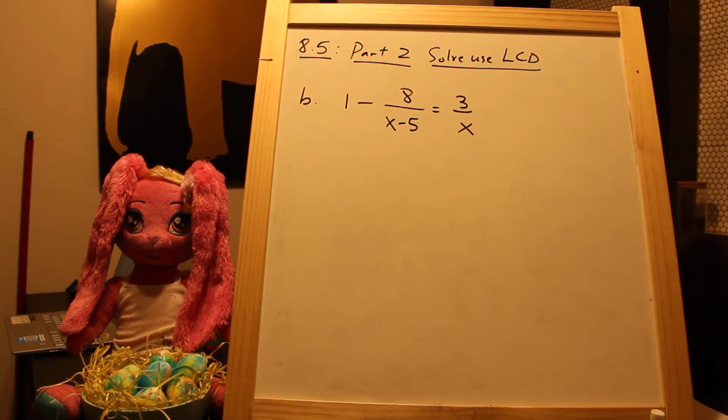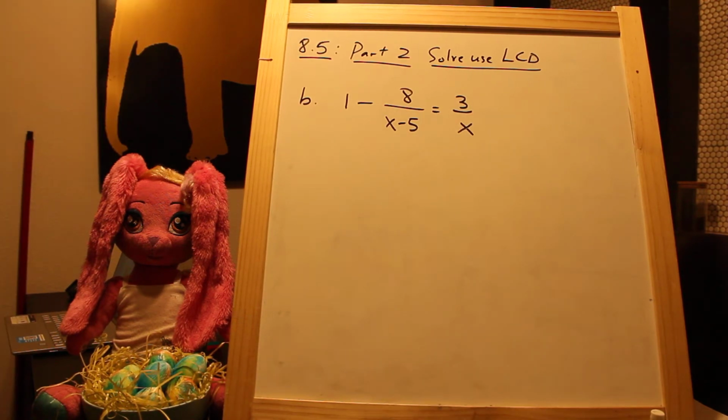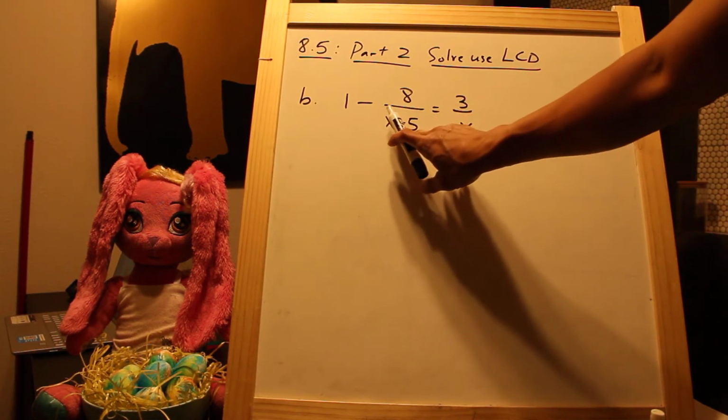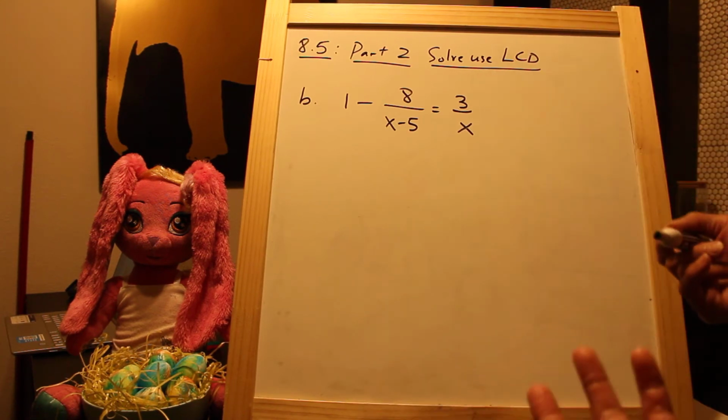Okay guys, so this is part 2 of 8.5, solve using LCD, least common denominator. So here, what do I mean by least common denominator? We're going to look at our denominators that we have here, x minus 5 and x, and we're going to multiply them to create a new denominator.